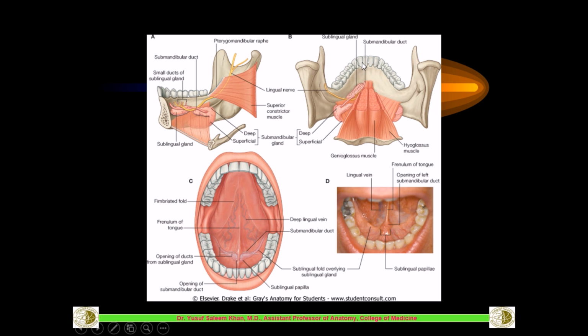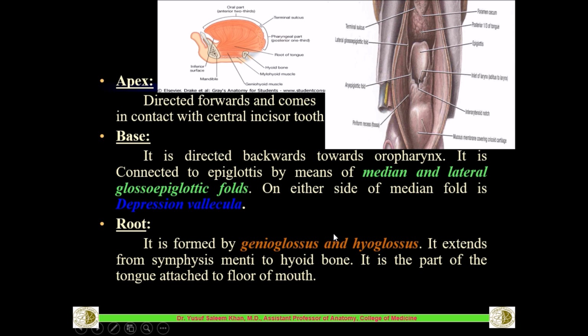So that's why it is called genioglossus. Especially they come from the superior genial tubercles on either side. So this is the genioglossus, and the second muscle is coming from the hyoid bone. This is called the hyoglossus. It begins from the hyoid bone and then extends upwards. So this is the genioglossus, and this is the hyoglossus. These are the two muscles which form the root of the tongue. So the root of the tongue is formed by the genioglossus and hyoglossus.